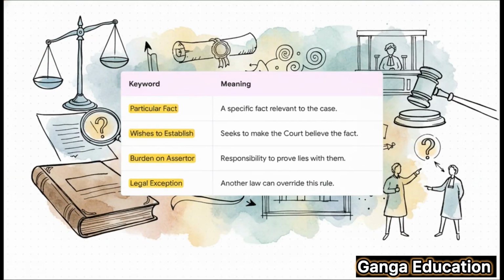You can think of this section as having 4 key building blocks. First up, we have particular fact. That's any specific, individual fact relevant to the case. Second, wishes the court to believe. This just means one party wants the court to accept their fact as true. Third, burden on that person. Clearly stating the duty to prove falls on them. And finally, that all-important exception, unless provided by any law.